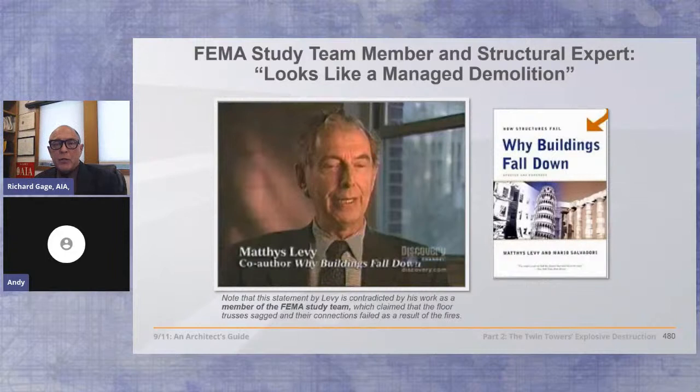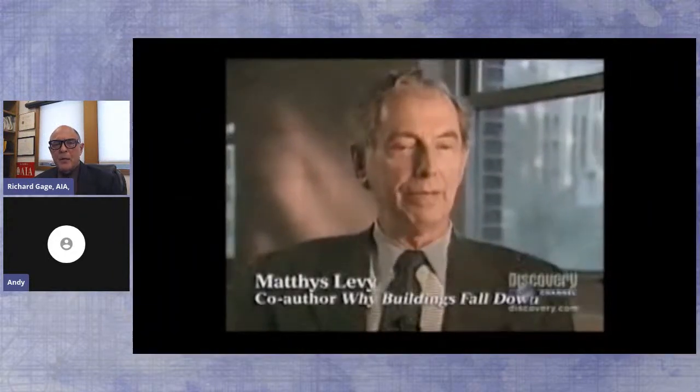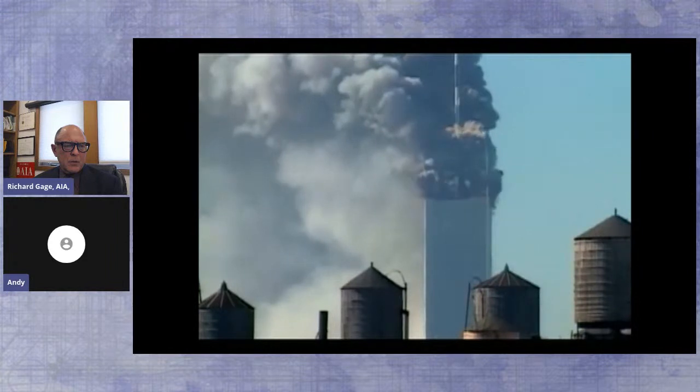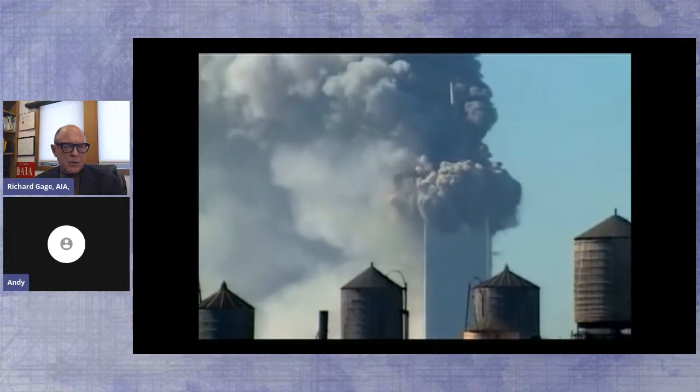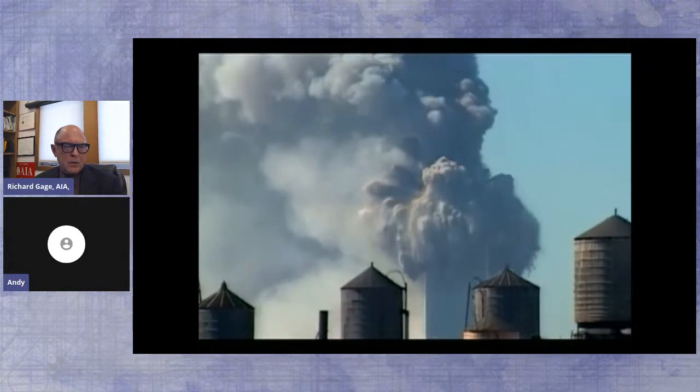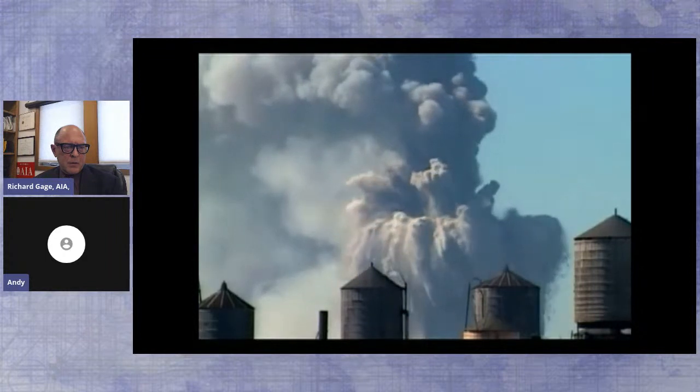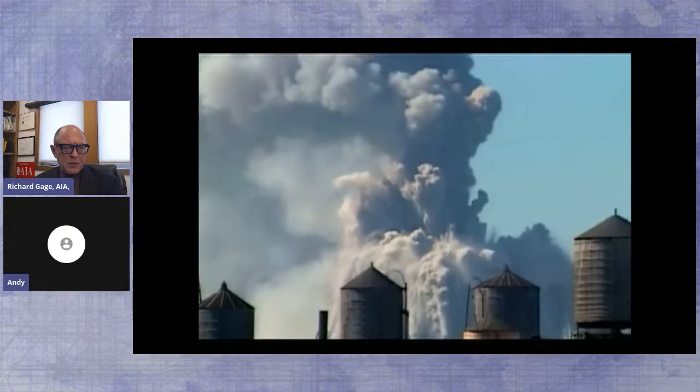As did Matthys Levy change his story after he had said this originally. You've seen many of the managed demolitions where they implode a building and they cause it essentially to fall vertically because they cause all of the vertical columns to fail simultaneously. That's exactly what it looked like, and that's what happened.